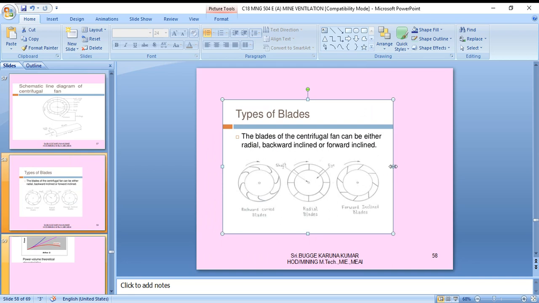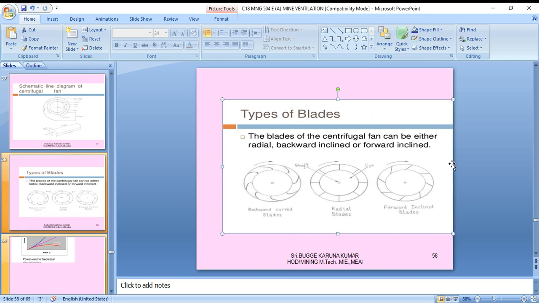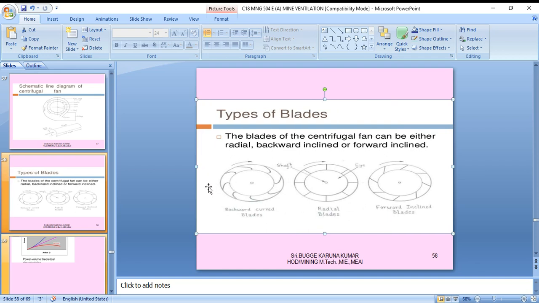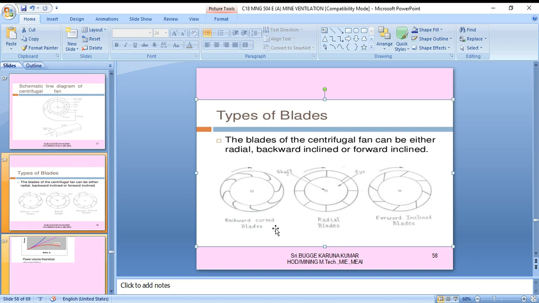Types of blades. Blades of the centrifugal fan can be either radial, backward inclined or forward inclined. So these are the types of blades available in a centrifugal fan. As already discussed, this is a backward curved blade. The blade moves this way, but the blade location is at the back side.